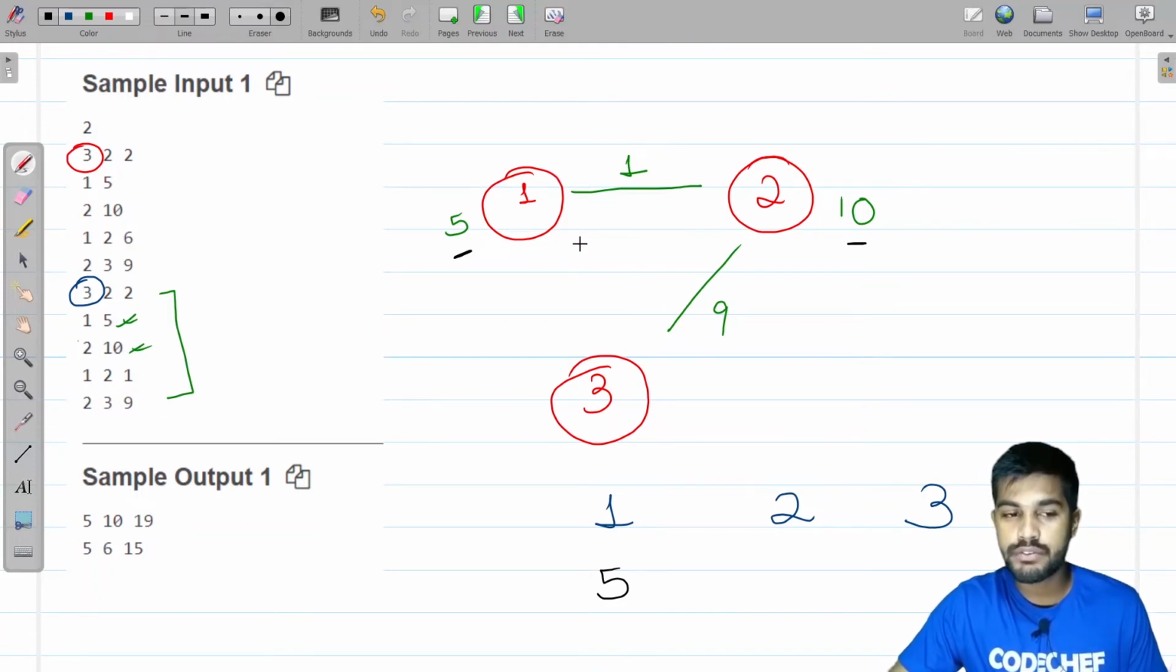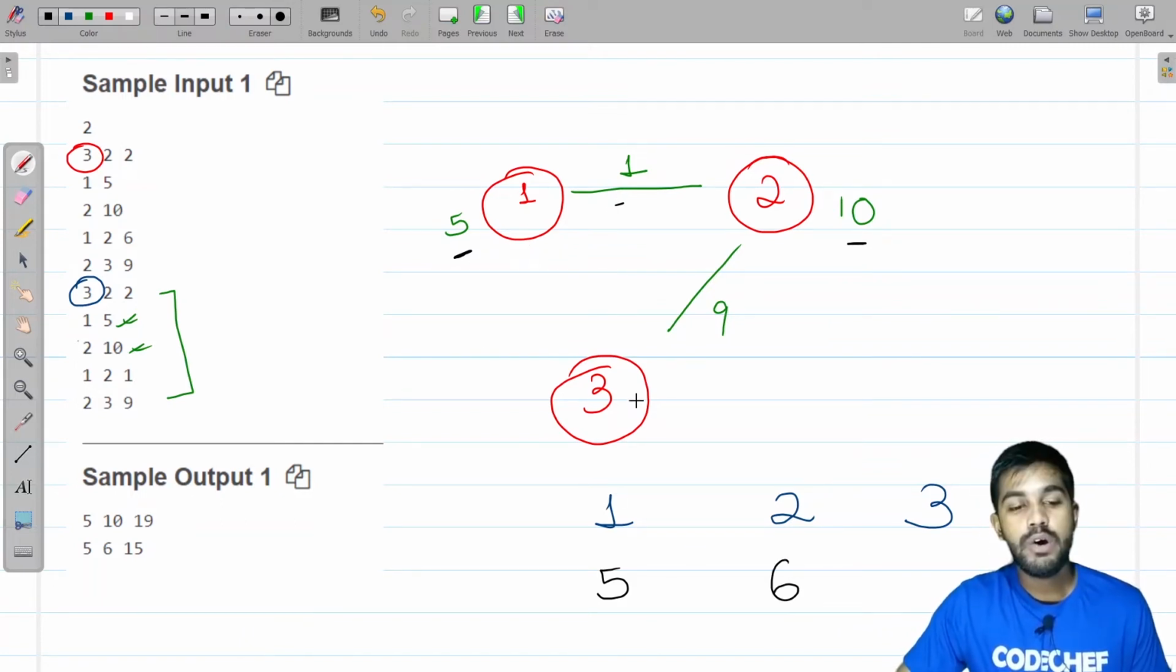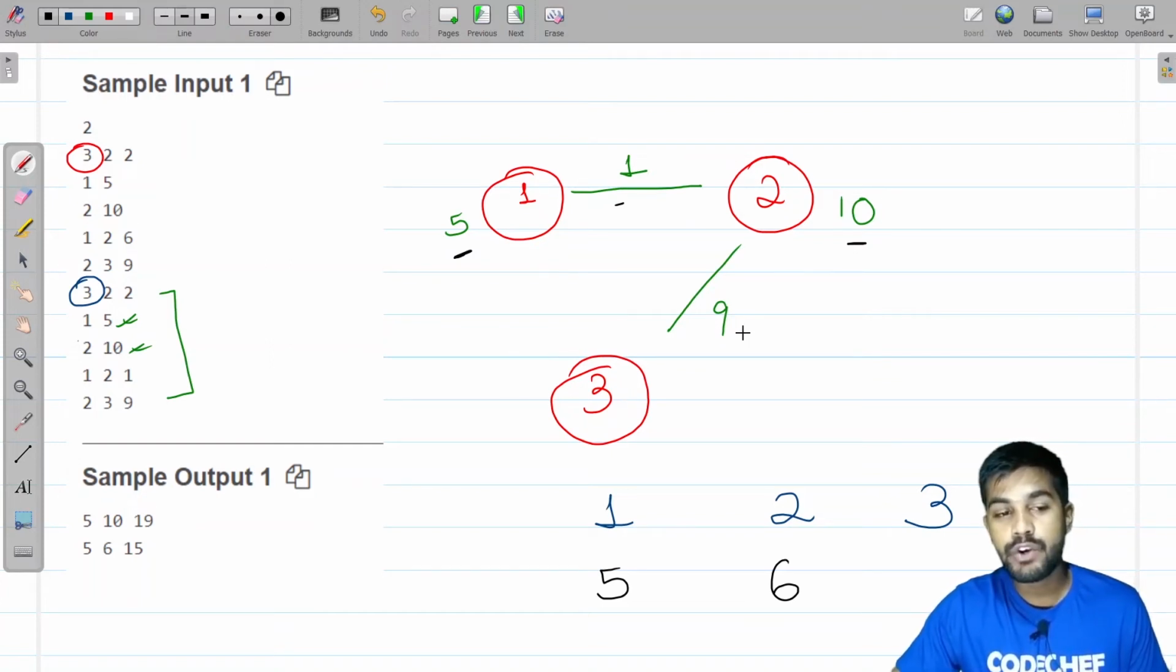If we go on the first city, we would encounter a charge of 5 plus 1, that is 6. So 6 is cheap, so we would consider 6 itself. Now for the third city, if we go to the second city, we would encounter a charge of 10 plus 9, which is 19. So this is the first candidate.